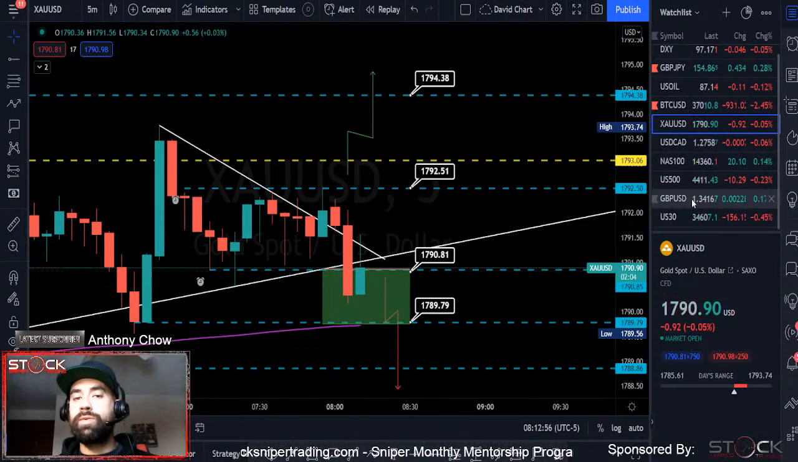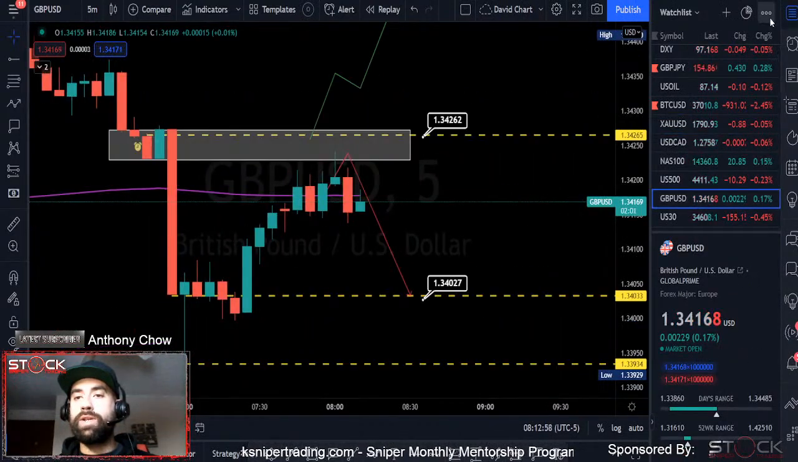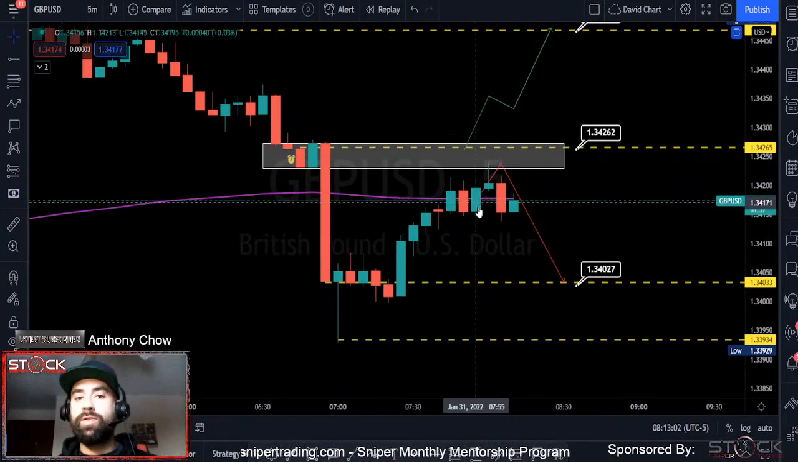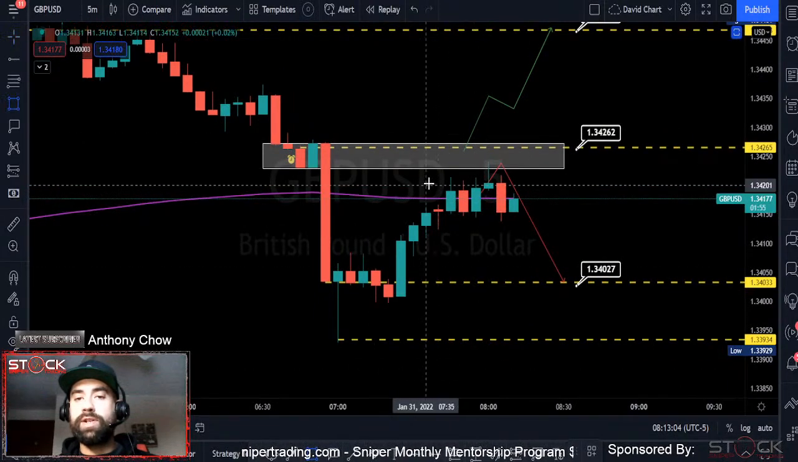Let's go check out GU. GU is a little slower today. Remember I mentioned to you right around this 200 exponential moving average, we're going to get some consolidation area.